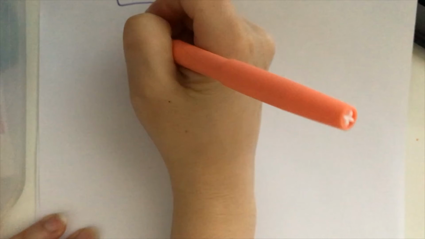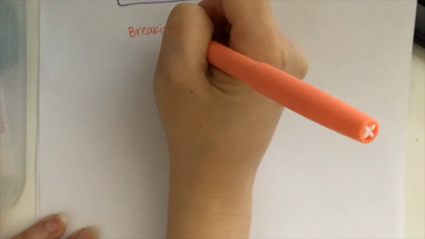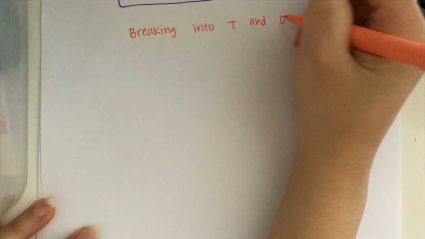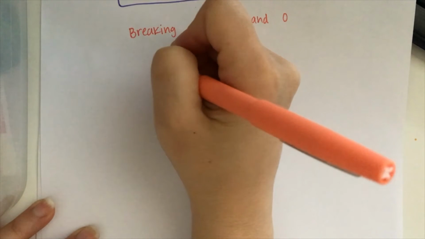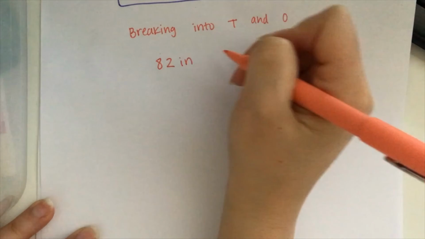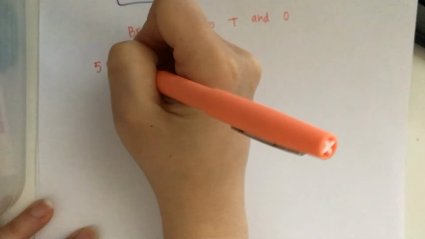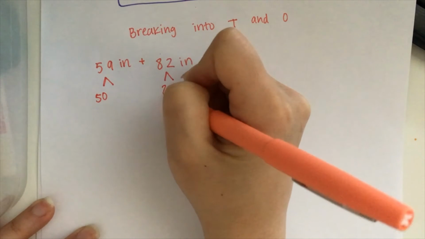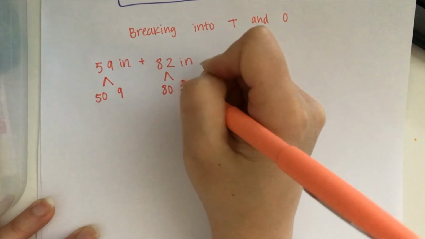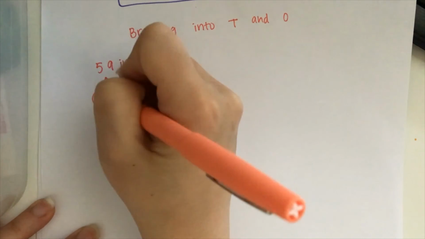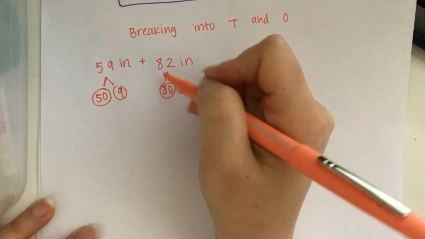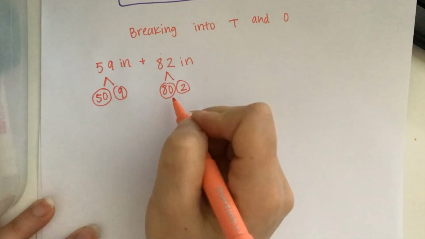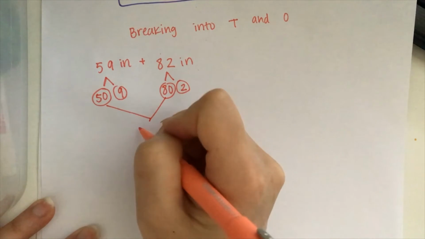Our second method is breaking it into tens and ones. So my numbers were 82 inches, 59 inches. I'm gonna break both of these apart into tens and ones, just like a number bond, right? 82, it's 80 and 2 ones. 59 is 50 and 9 ones. So I'm gonna take the tens and I'm gonna add them together.